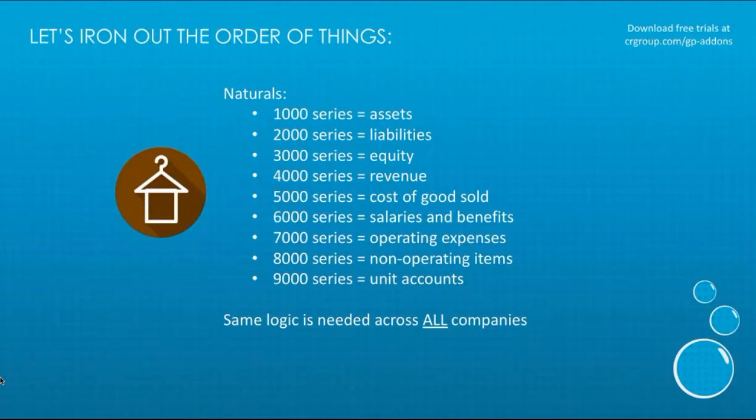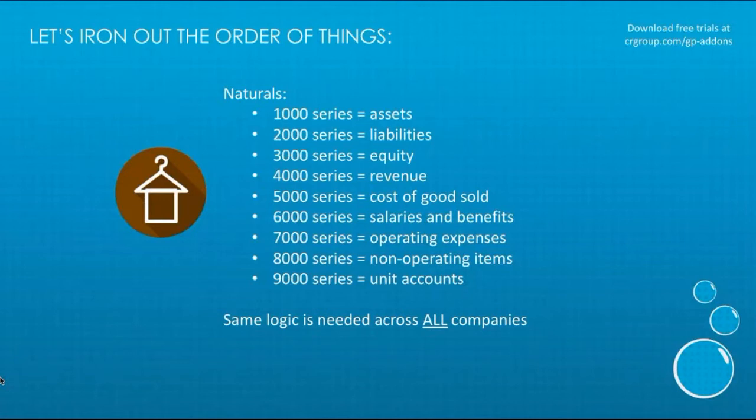We stick to this recommendation religiously, that we sequence the chart in liquidity order. 1,000 assets, 2,000 liability, 3,000 equity, 4,000 revenue, 5,000 cost of goods sold, 6,000 salary and benefits, 7,000 OPEX, 8,000 non-operating items, and 9,000 for unit accounts and other weird stuff. And I could almost rhyme that off without looking at the slide, because that's a recommendation we make every single time. Coincidentally, it does follow the structure, I think, that's in Fabrikam closely, maybe not perfectly, but closely.